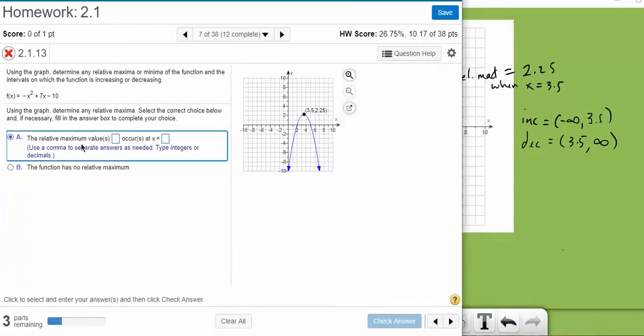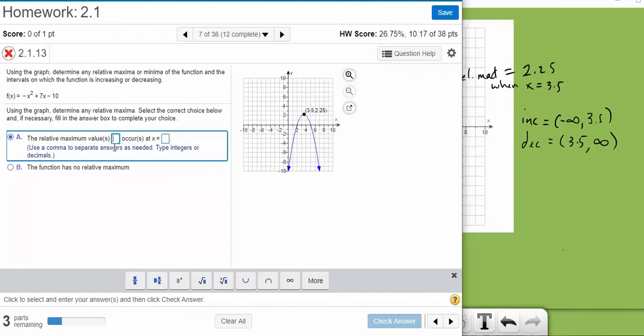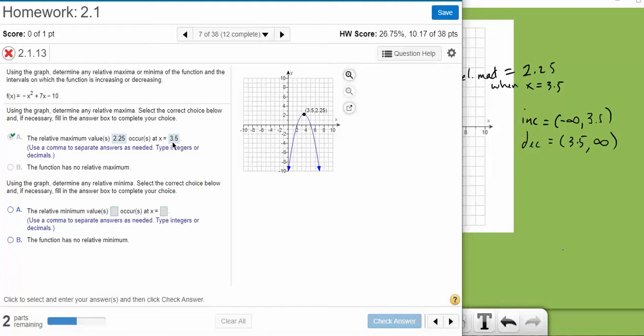So we have a relative maximum value of 2.25. Remember, it's the y value. And it happens or occurs when x is 3.5. Okay, there's no relative minimum.